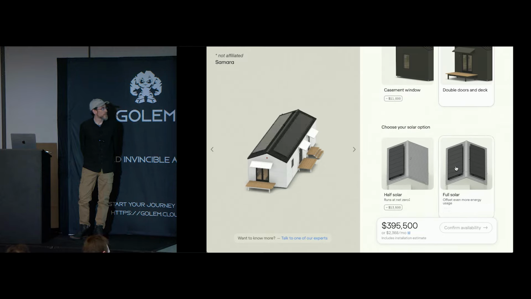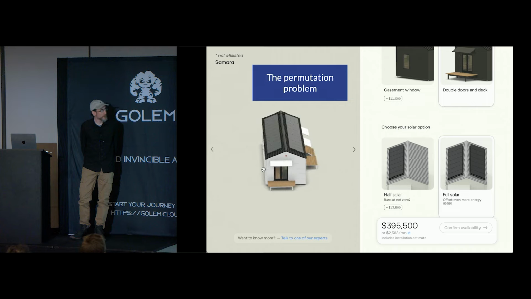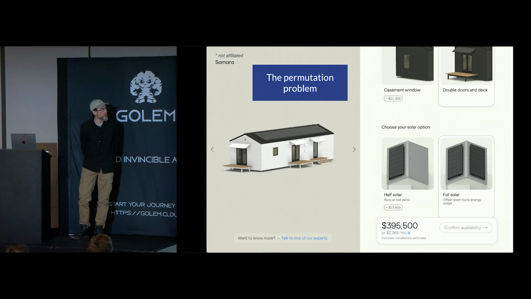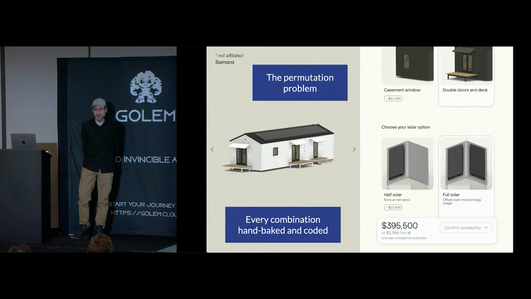But there's a big problem with this. We call it the permutation problem, which will probably annoy the more mathematically inclined in the room, because it's about every combination being hand-baked and coded. That's why this looks so pretty, is because all the light is painted on. So somebody had to assemble the assets for all the different parts that you can turn on and off, and then write code to do so as you interact with the part on the right. And it's all custom. I don't know how much it cost, but the price tag of the unit might be a hint as to how much the website cost.